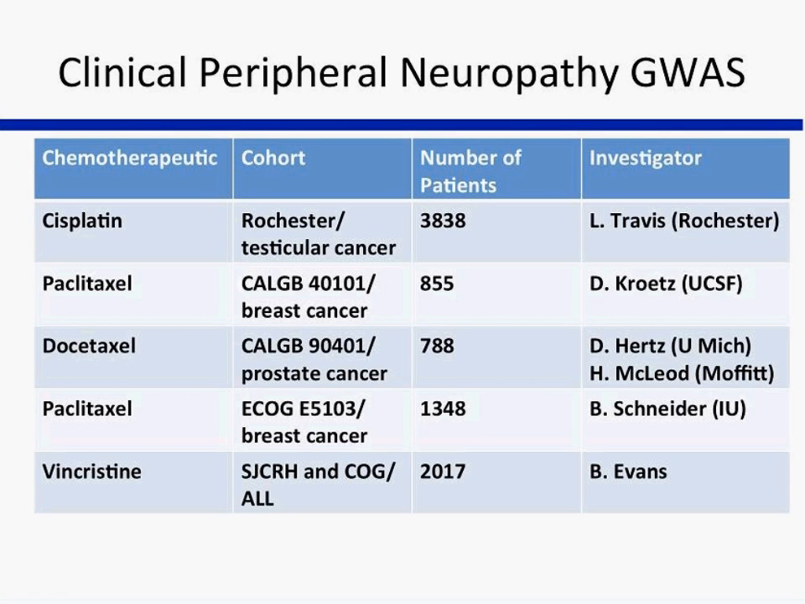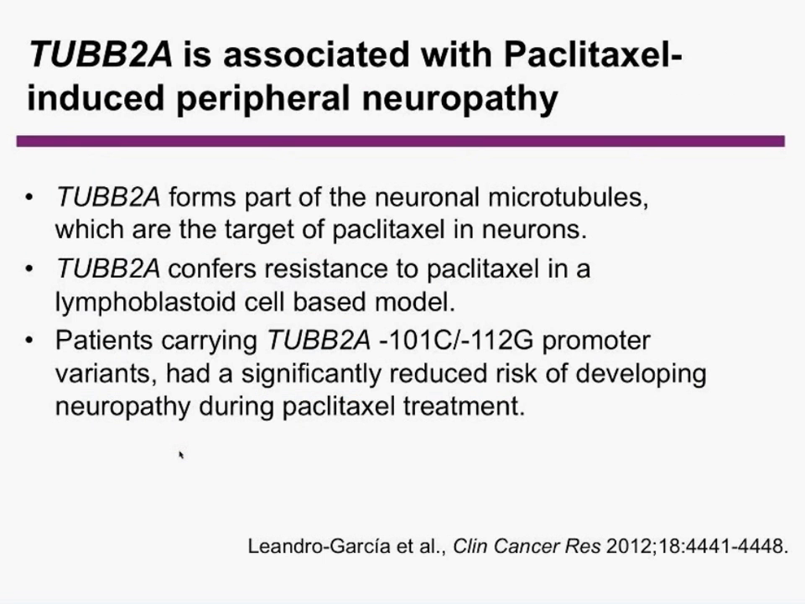And so the cisplatin trial, which we're involved in with Lois Travis, we only have the first 500 patients. However, the paclitaxel, docetaxel, and paclitaxel trials through CALGB and ECOG are now completed, as well as the vincristine. So I'll just show you a few examples of genes that we've taken out of these particular large clinical GWAS trials in order to evaluate the utility of this model.